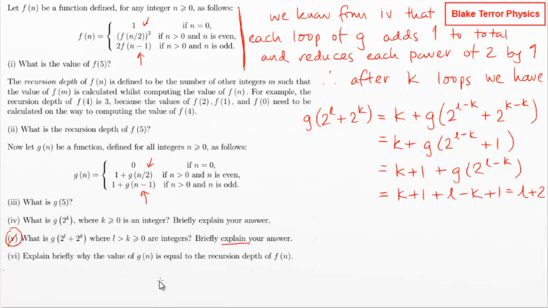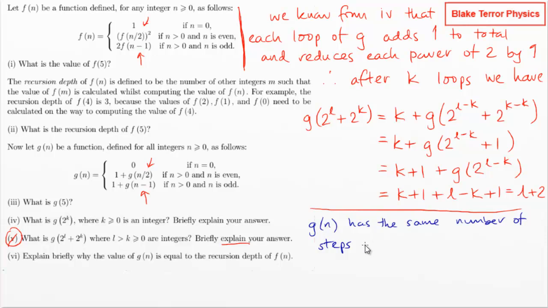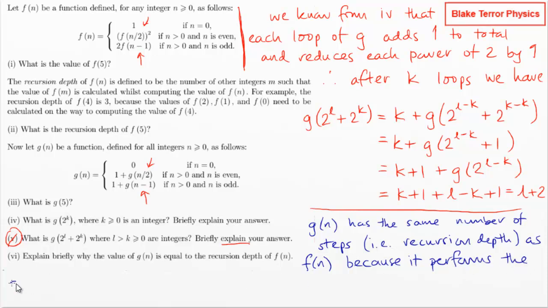So we need to explain why g of n is equal to the recursion depth of n. What are we going to say? So g of n has the same number of steps, i.e. recursion depth, same number of steps as f of n, because it performs the same operations on n. Same operations on n. Right, so that's the first thing.